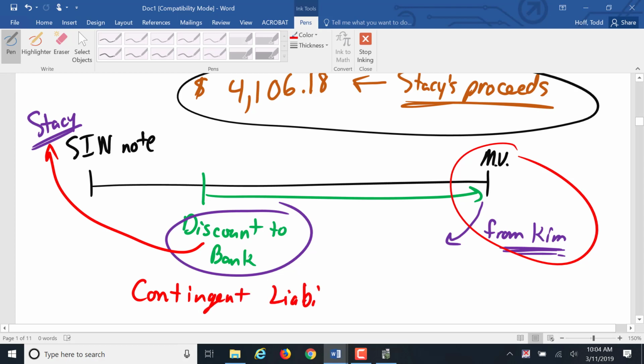We're not going to talk about the details of what a contingent liability is, but in this case, it's important to throw that word out there that, even though Kim is bound by contract to pay that money back to Stacy, the bank's contract is with Stacy. So if Kim doesn't pay, the only person that can legally collect from Kim is Stacy. The bank has to collect from Stacy, then Stacy collects it from Kim. So anyway, that is the math behind discounting a note to a bank and the reasons for it.